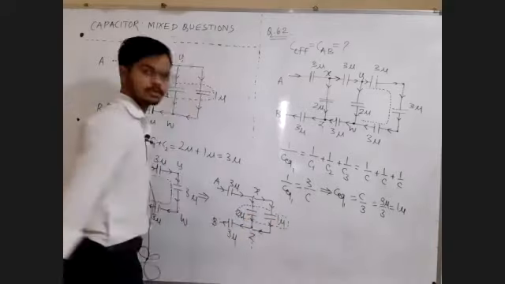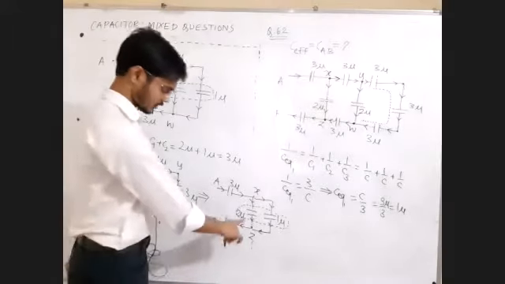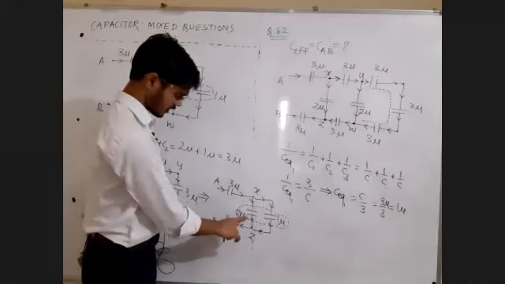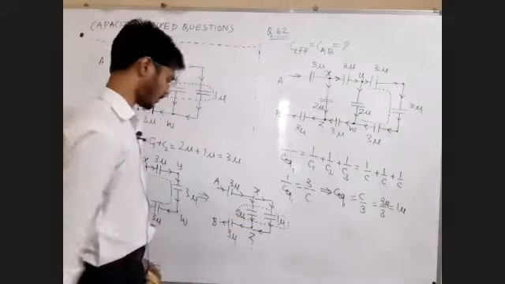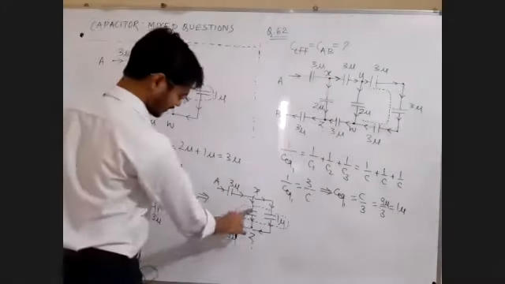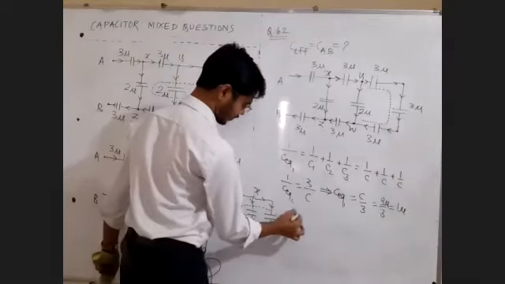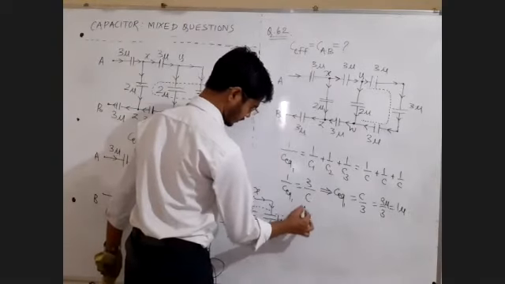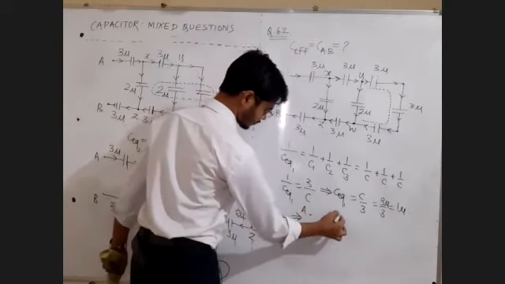Capacitors in parallel means addition, unlike resistances in series. 2 micro plus 1 micro is 3 micro. And ultimately 3 micro, 3 micro, 3 micro. Just keep on drawing the diagram and reducing the circuit. It's getting smaller and smaller.